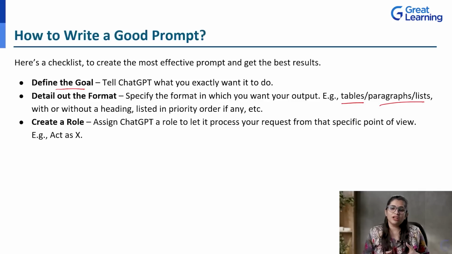Next is creating a role. If you remember the previous prompt that we discussed while learning about components of a good prompt, we said as a context, act like an analyst. That is creating a role, so that ChatGPT processes your request based on the role that you have asked.